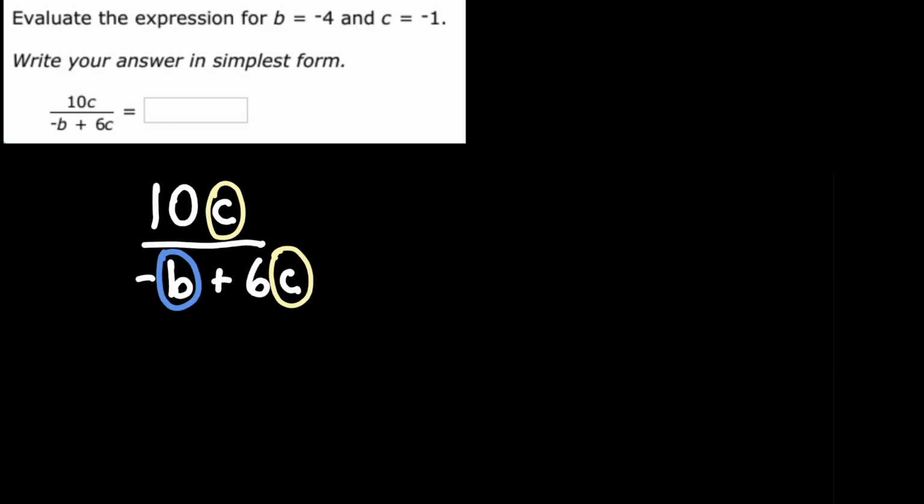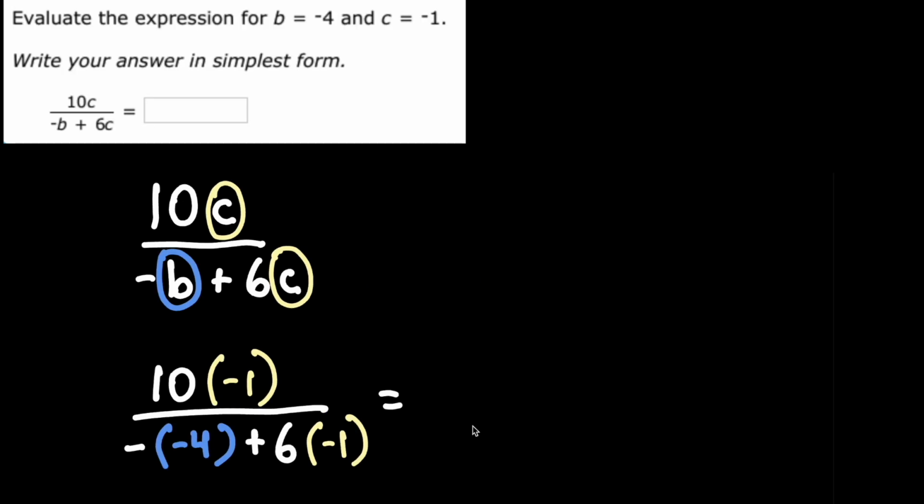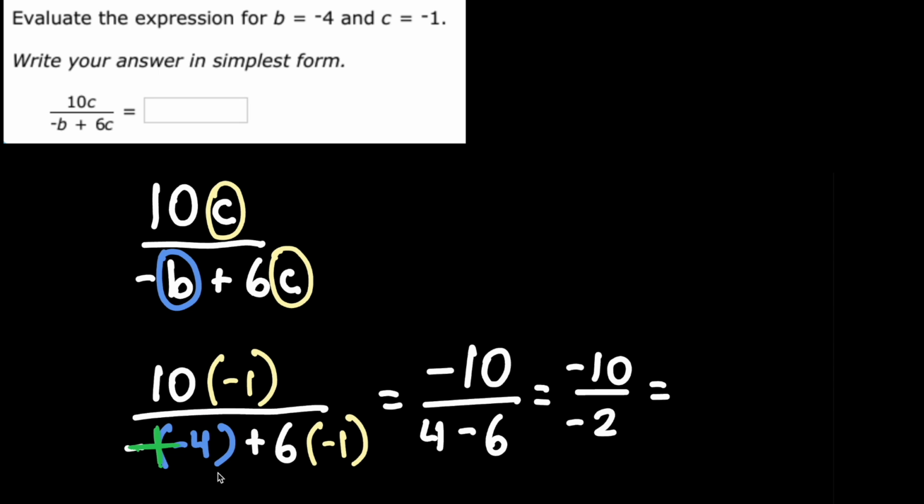Next, we need to plug in -4 for b and -1 for c. When solving for the numerator, 10 times -1 gives us -10. And then for the denominator, minus -4 turns into +4, and 6 times -1 is -6. That gives us -10 over 4 minus 6. 4 minus 6 actually gives us -2, so now we have -10 over -2. Since both the numerator and the denominator are negative, they cancel out, so now we have a +10 over 2. And since 10 divided by 2 is 5, our final answer is 5.